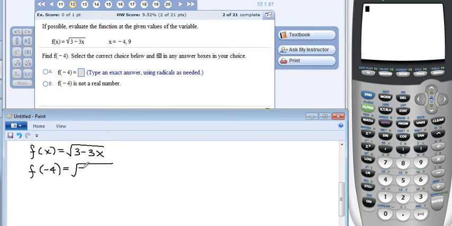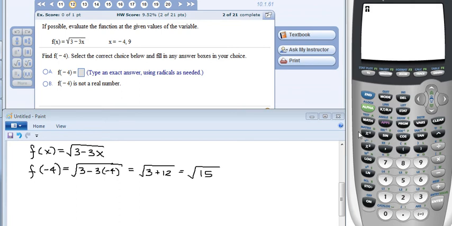Okay? 3 minus 3 times negative 4. Okay? You can consider this to be like a parenthesis. You want to do everything underneath that radical before you do anything. Okay, so I've got 3, and I've got a negative 3 times a negative 4, which is a positive 12. And then I want to add those. And then I want to evaluate. I want to look at the square root of 15.